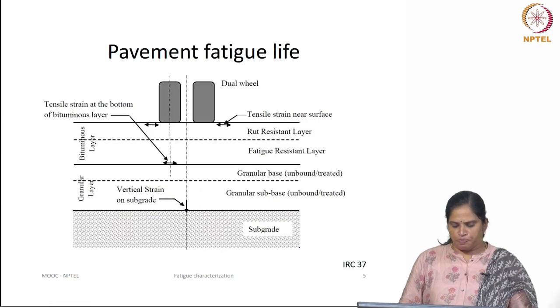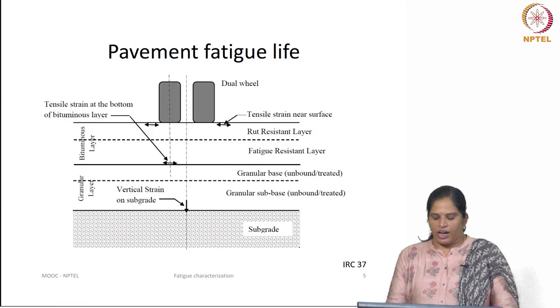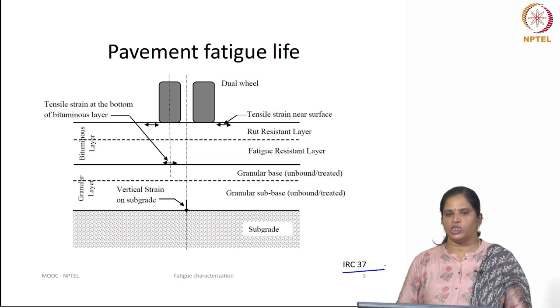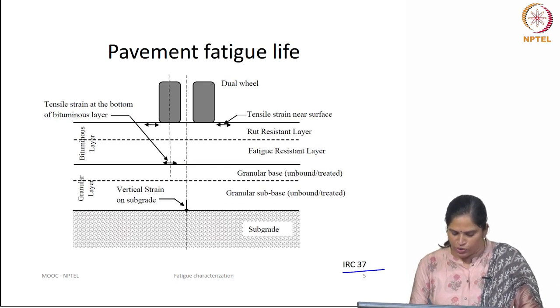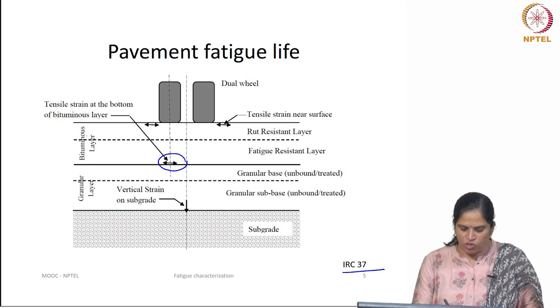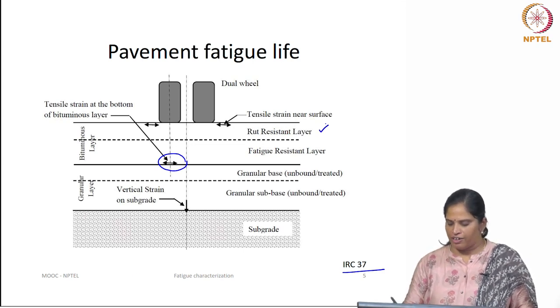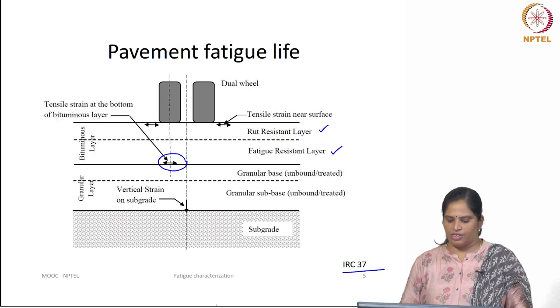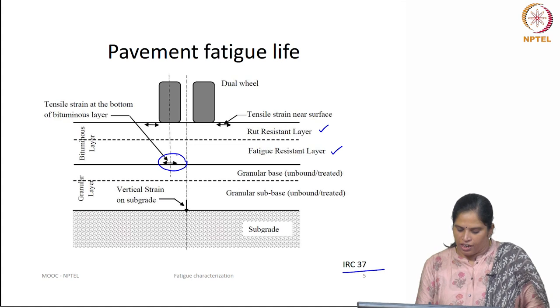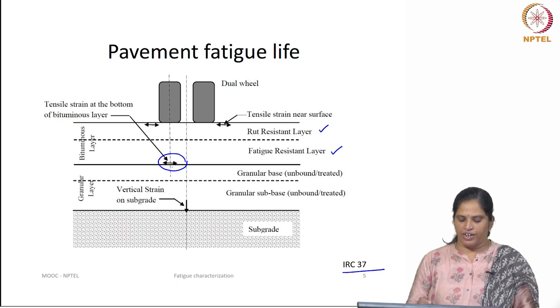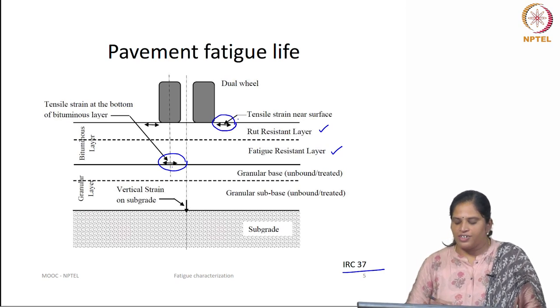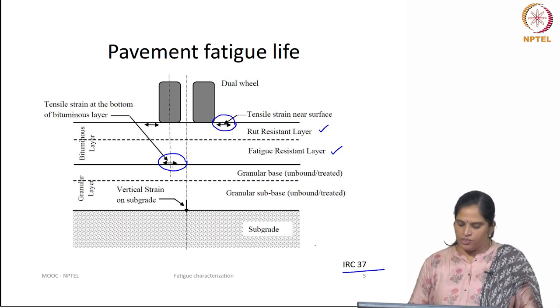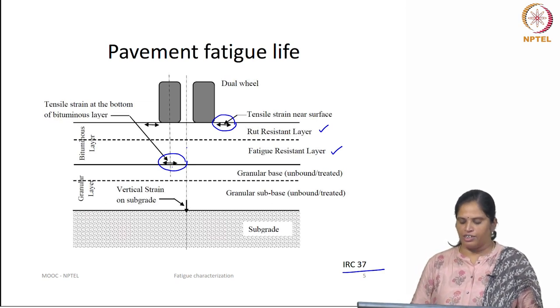Now, if you look into the critical locations, IRC 37 gives the critical locations where the crack starts. If you see this picture clearly, you will have two locations. One is at the bottom of a bituminous layer. You have two bituminous layers here. One is the rut resistant layer, another is the fatigue resistant layer. The tensile strain at the bottom of a bituminous layer will be critical for fatigue damage to occur in the pavement. And the other condition is tensile strain near the surface of the pavement. So, these two strains lead to fatigue cracking in the pavement.